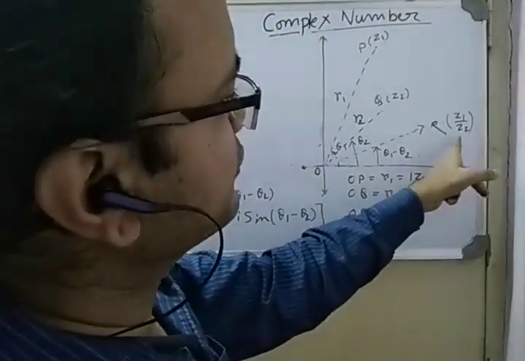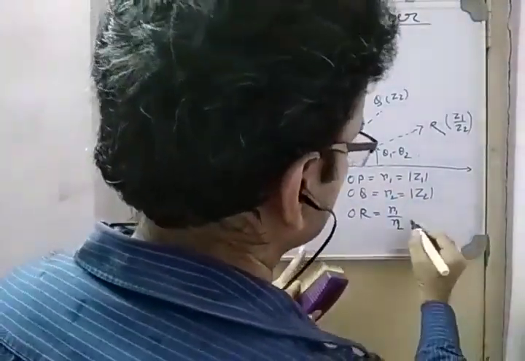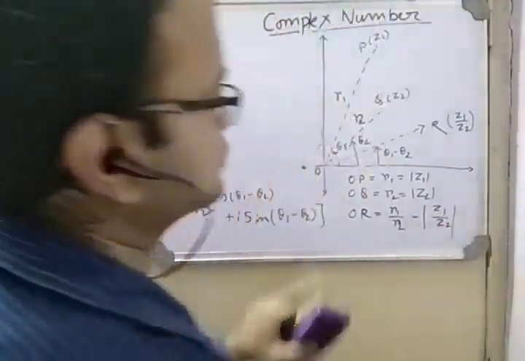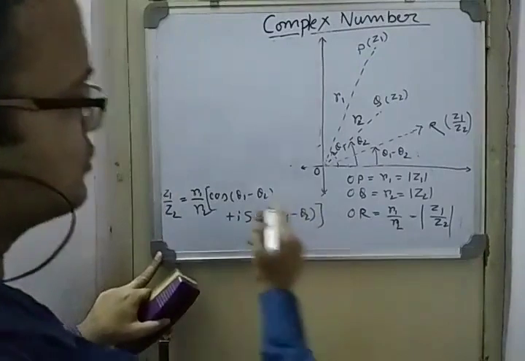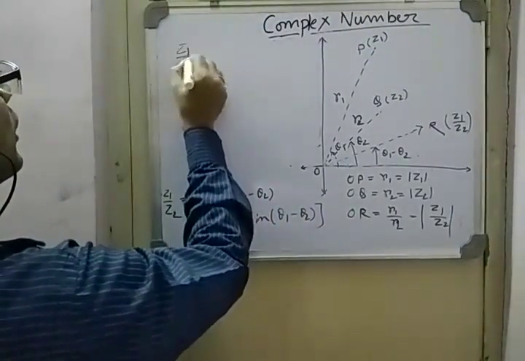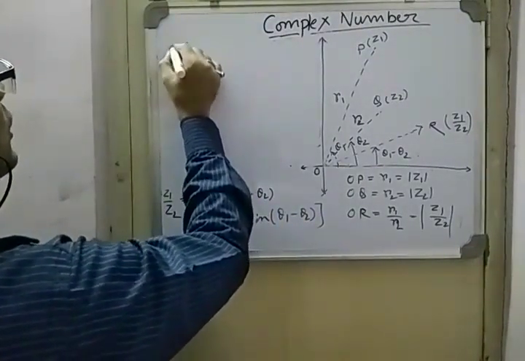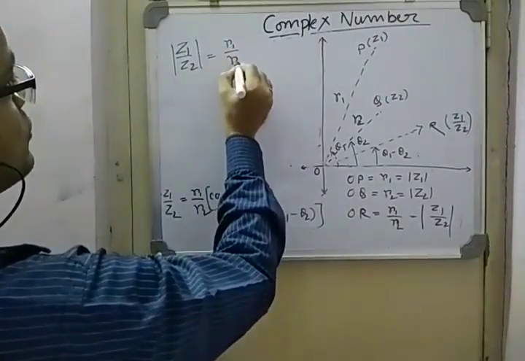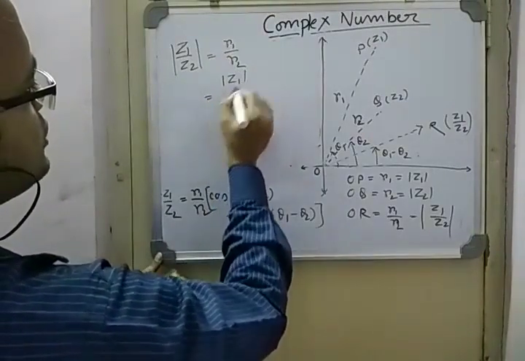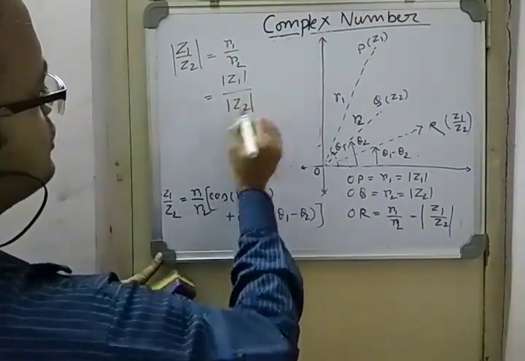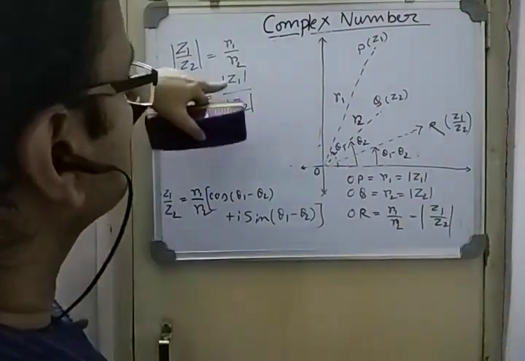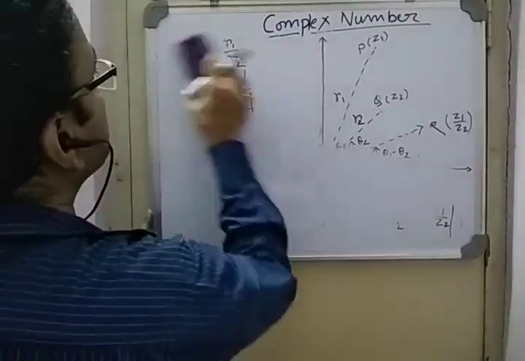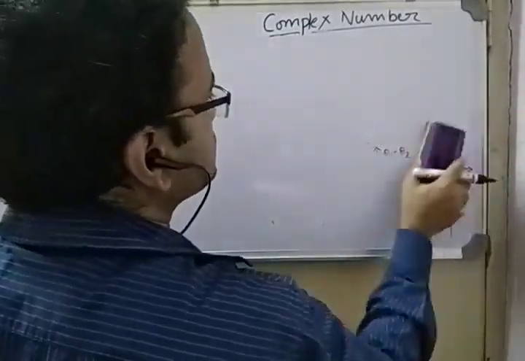It is Z1 by Z2. So actually the length is mod of that Z1 by Z2. So from here we also reach one important property. For the division of complex numbers, if you take the mod, that means R1 by R2, where you know R1 is mod of Z1 and R2 is mod of Z2. So mod of Z1 by Z2 is mod Z1 by mod Z2. Okay. Now let's move to some properties of complex numbers.